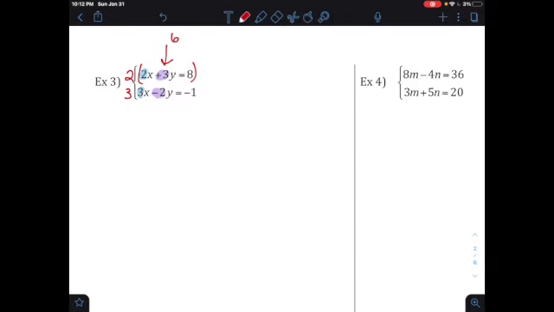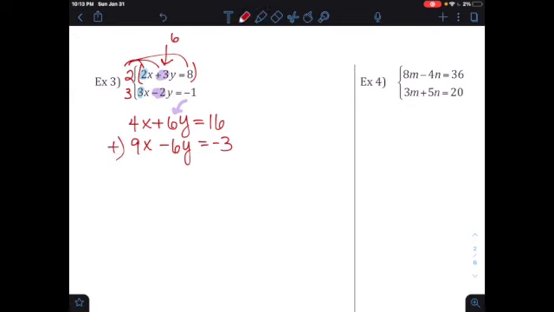So now what you're going to have is 4x plus 6y equals 16. Don't forget to distribute everybody. And the next one is 9x minus 6y equals negative 3. Therefore, now it's perfect. Looking at the y term right here, they both have the same number, opposite sign. So add them together, that's going to give you 13x. The y's cancel out, then equals 13. Divide by 13 on both sides, x equals 1.